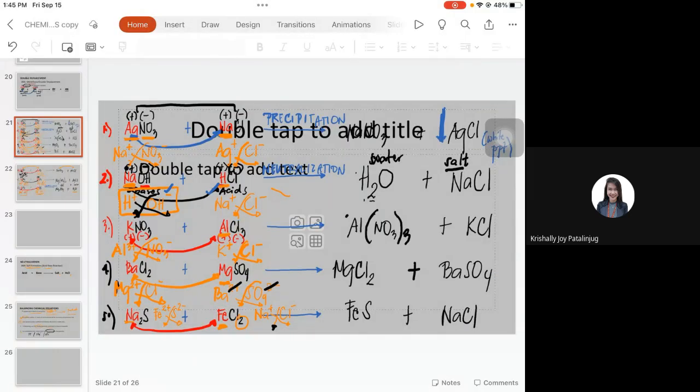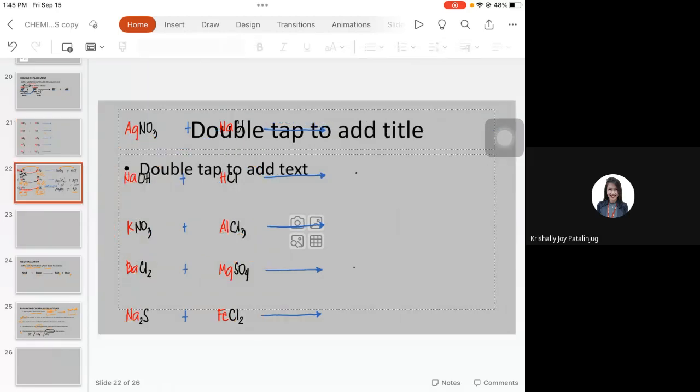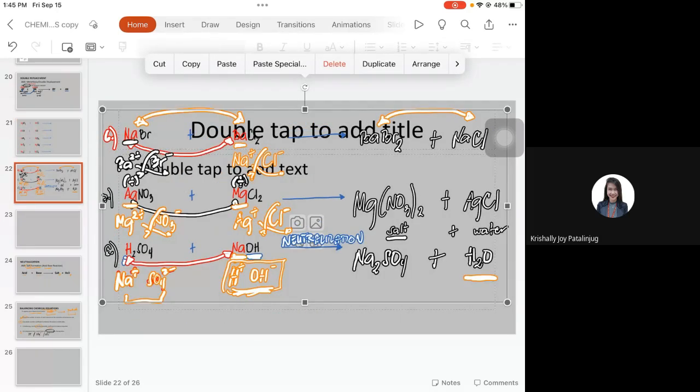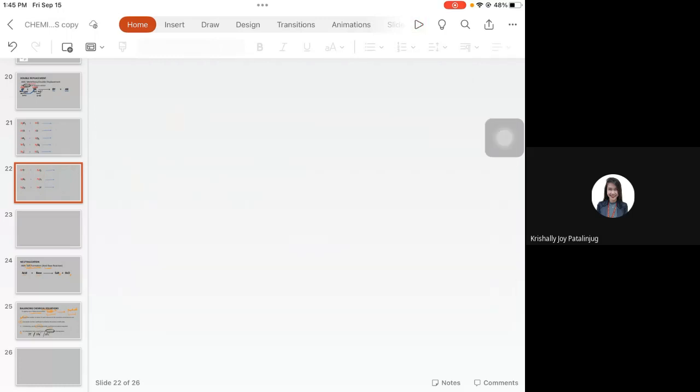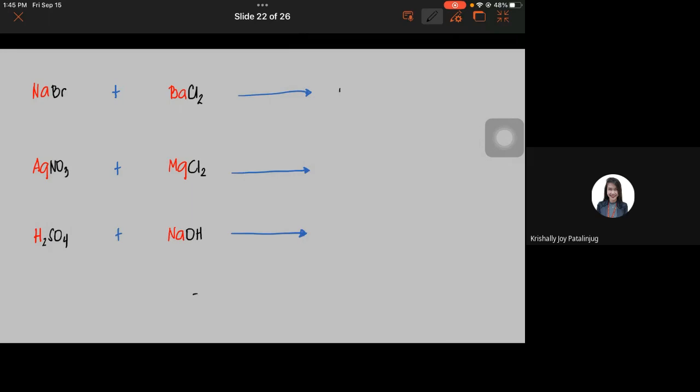Sige, let me erase first, ha. Give me time to erase para we have spaces to balance them. Okay, let me write again the product. Product, we have barium bromide, sodium chloride. I will just write it again.